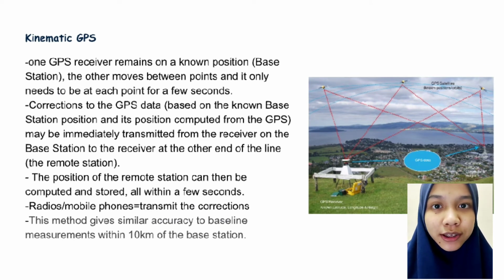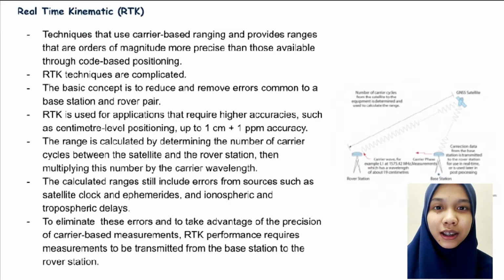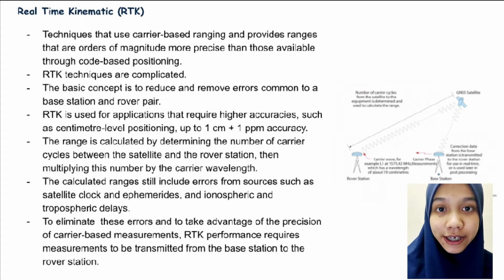So now let's move on to Static GPS. Static GPS uses receivers from 2 stations, which is the base station and the other one is in between the points. The correction of GPS may transmit the data almost immediately and can be stored into the computers at the base station.